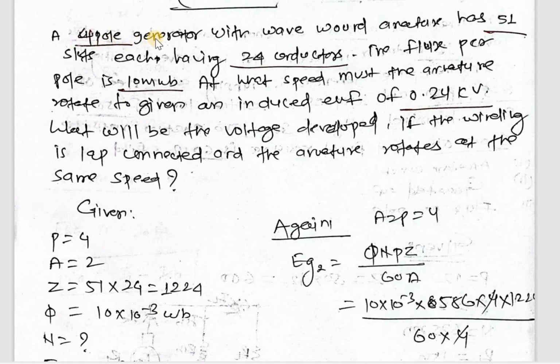Today our numerical problem is: a 4-pole generator with wave wound armature has 51 slots, each having 24 conductors. The flux per pole is 10 milliweber. At what speed must the armature rotate to give an induced EMF of 0.24 kilovolt? What will be the voltage developed if the winding is lap connected and the armature rotates at the same speed?